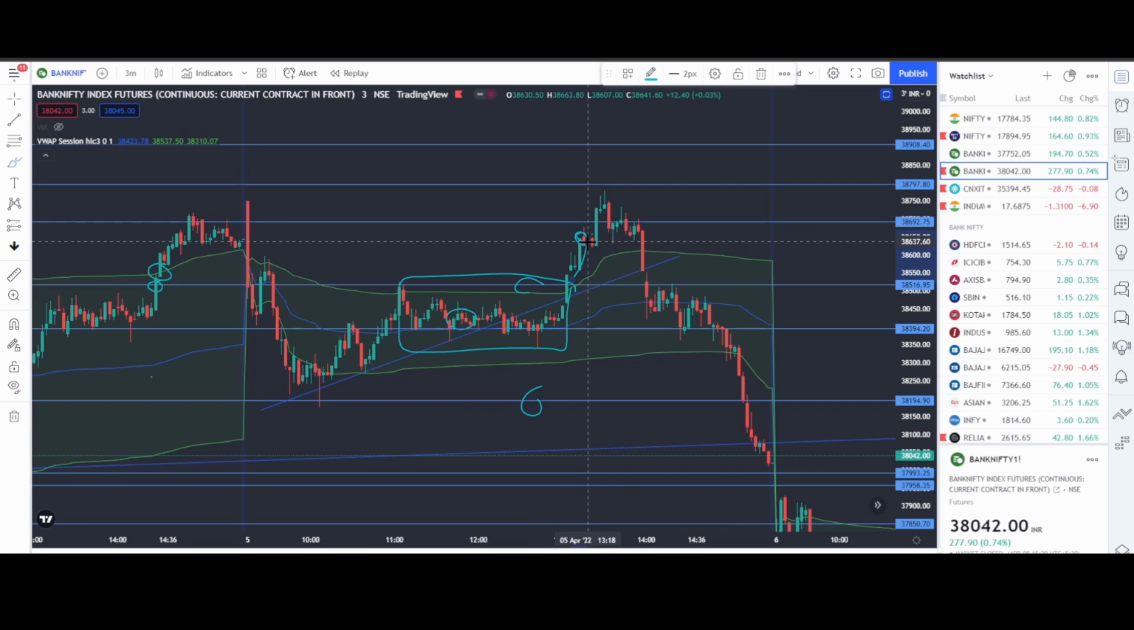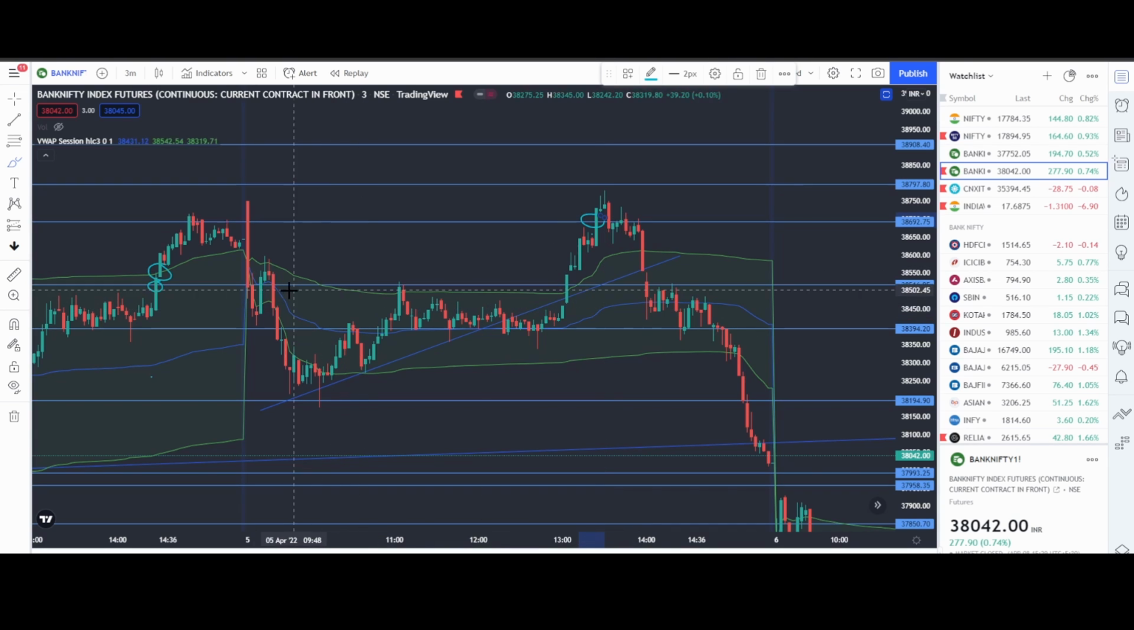Once a red candle would have formed, I would have exited. This is the power of zone trading. You get a clean move over there most of the time, not every time, but most of the time you get a clean move over here. If I would have held, I would have definitely exited over here and made good money out of it.